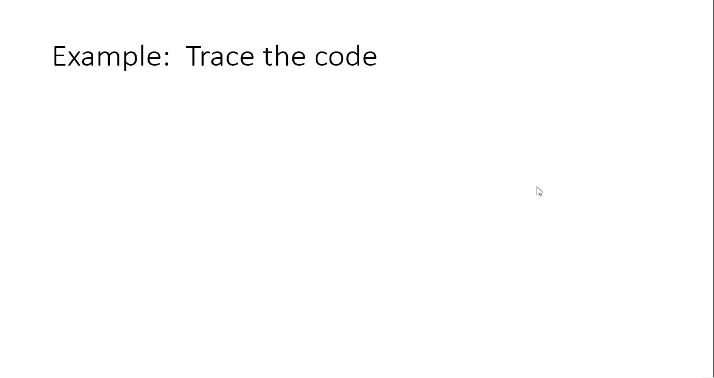So let's just do a quick example and trace the code here. If I write this line, what I'm doing is I'm creating an array list of Integers. Initially, there's nothing in the list, so it's an empty array list of Integers.